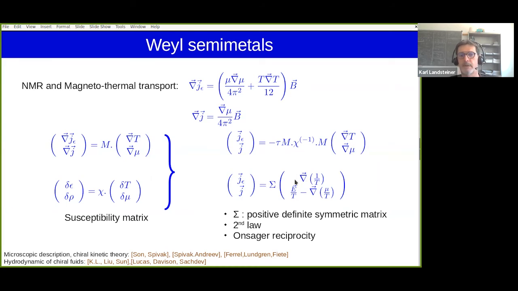So here I've written it in the most symmetric way, where you actually look at gradients of 1 over temperature and gradients of mu over temperature and electric field over temperature. And this is a conductivity matrix, which is nicely symmetric, positive definite. It obeys the second law. You can check that it generates positive entropy, fulfills what is called the Onsager reciprocity theorem, and so on. So that's purely induced by this anomaly in anomalous currents.